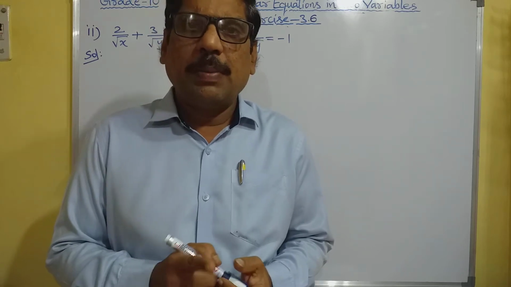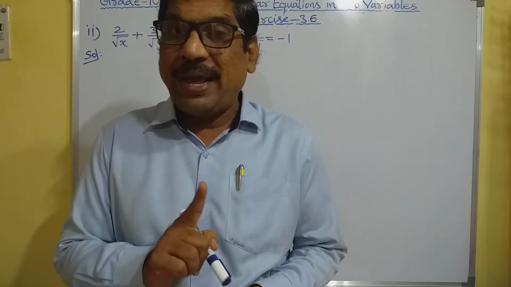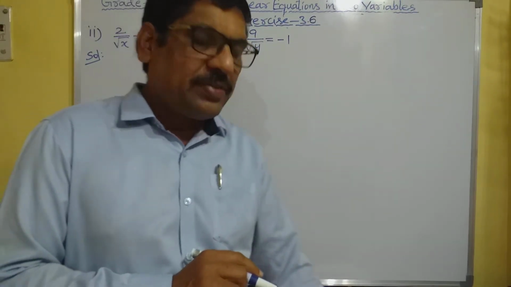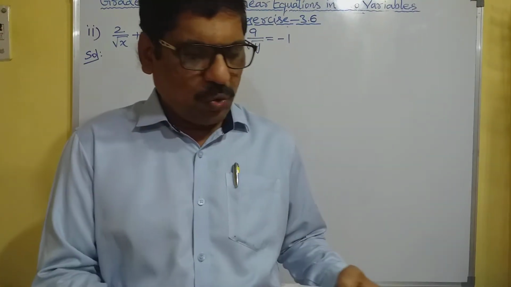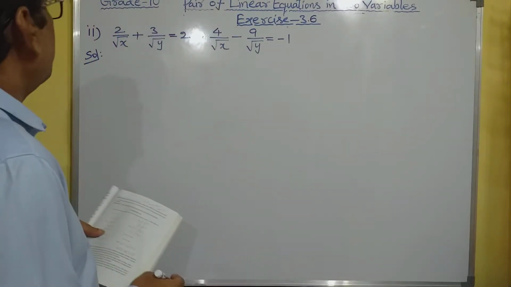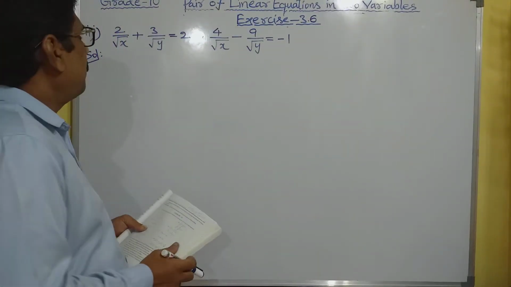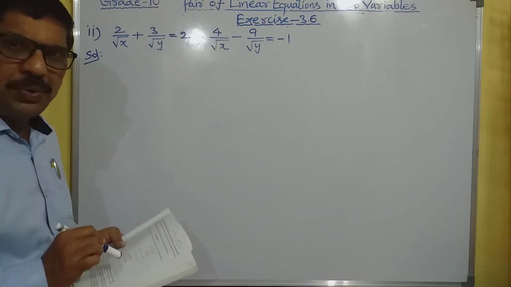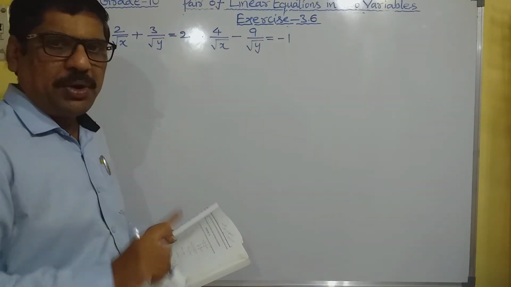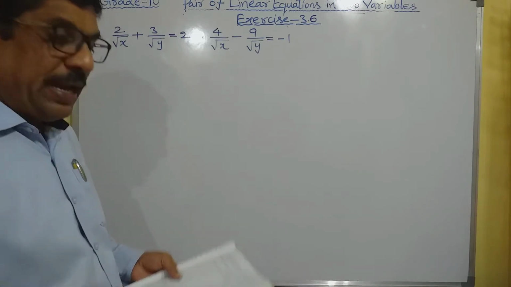Let us continue the problems from the chapter Pair of Linear Equations in Two Variables. We are in exercise 3.6, first Roman, second problem. Here the equations are 2 by root x plus 3 by root y is equal to 2, and 4 by root x minus 9 by root y is equal to minus 1.